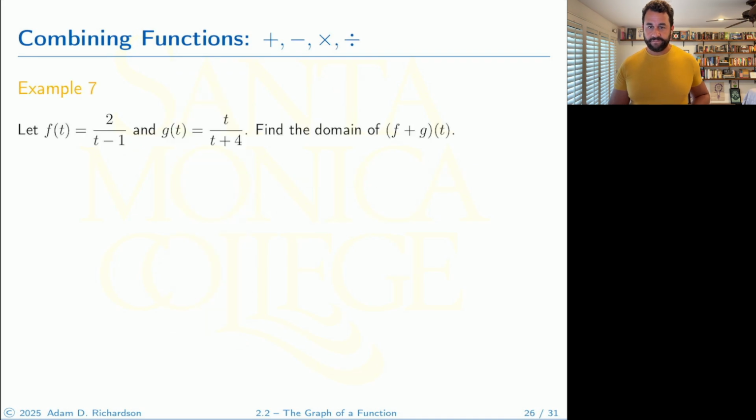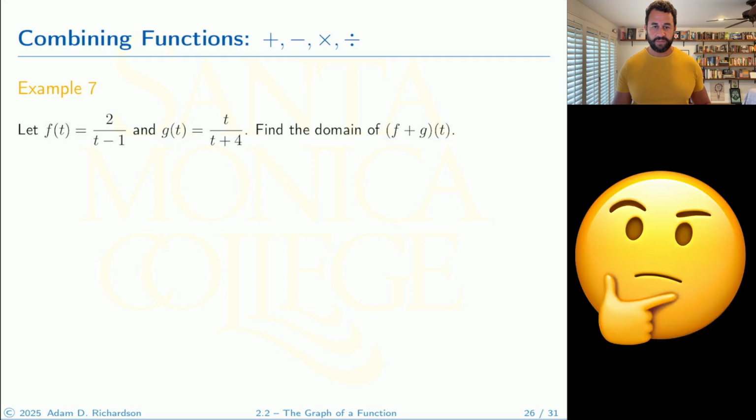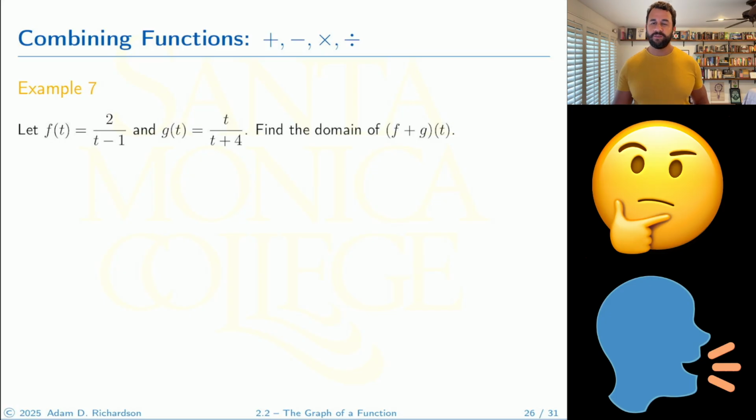All right, let's try it. I want you to try this one too. Try this one on your own. So here's two functions. F of t equals 2 over t minus 1. G of t equals t over t plus 4. And I want you to find the domain of the sum, f plus g. All right? Think about it for a minute. Finding the domain. Right. Say something out loud. What are you going to do to find the domain of that combination, that sum?